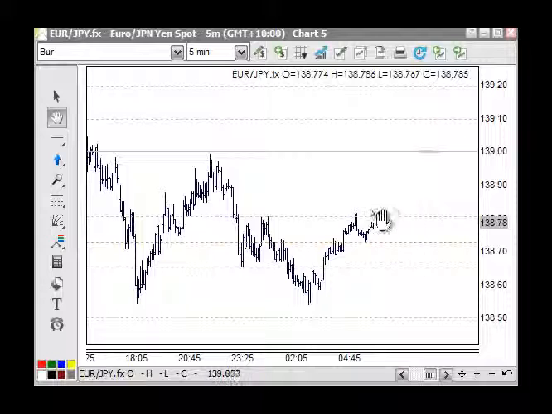So I think this little 5-minute chart's the important one. You could work with that if you wanted to and keep the stop under the 138.63 here, which would be a reasonably safe bet.